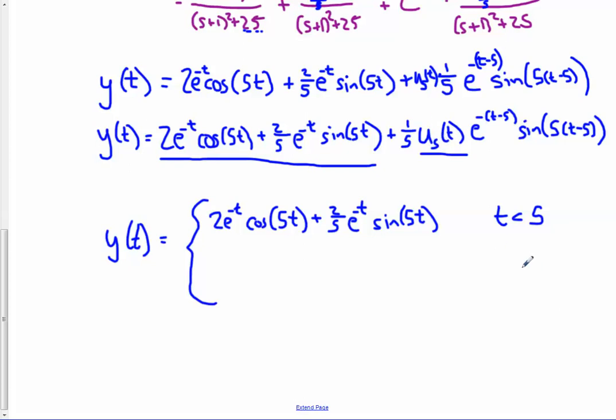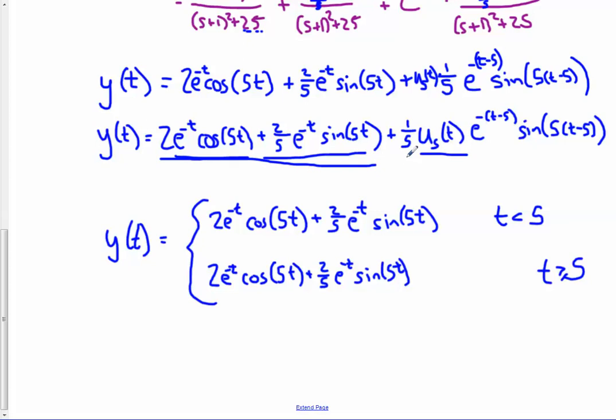So after time 5, it's the whole thing. It's this term plus this term plus this term. And I don't have to write the u5 because remember, that's just 1 once you get past 5. So that would look like, okay, that part again, plus, and now I'm going to write this part. So plus 1/5 e to the minus (t minus 5) sine of 5(t minus 5). Squeeze it in there. Okay, so it comes out nice and succinct in one line when we work with Heaviside functions, but this is how you could enter it into something that will graph it for you.